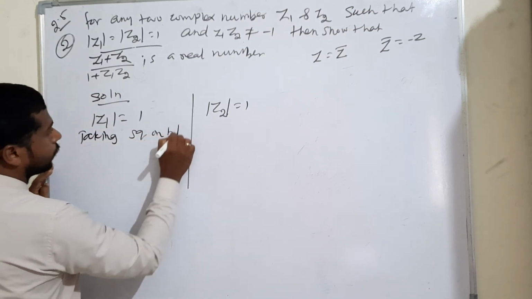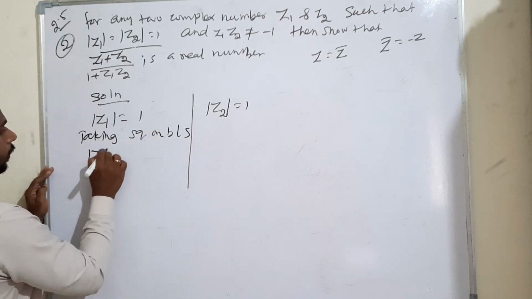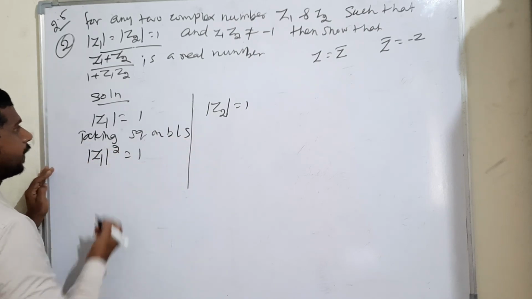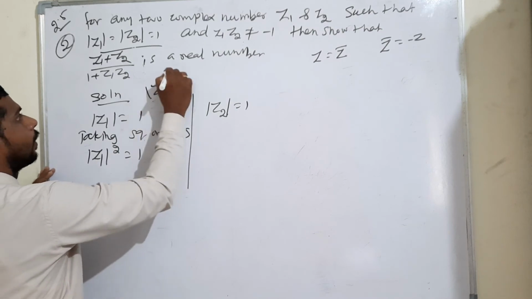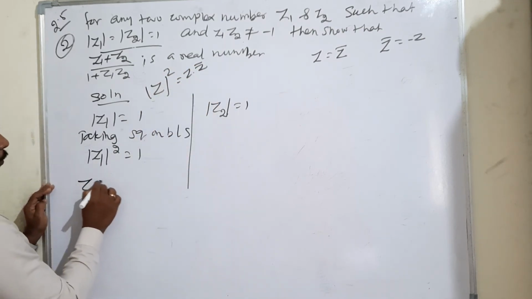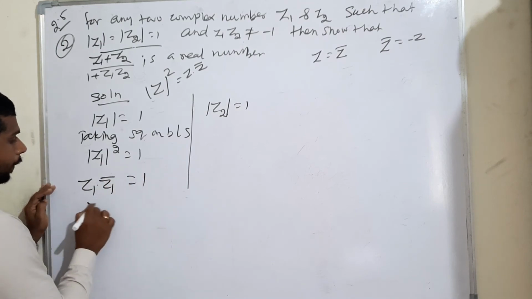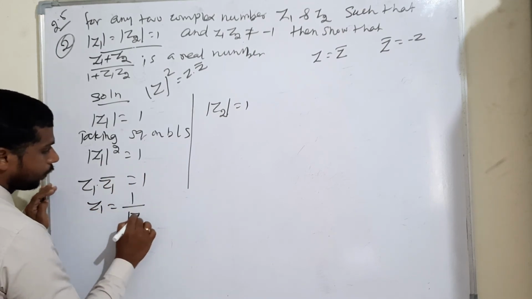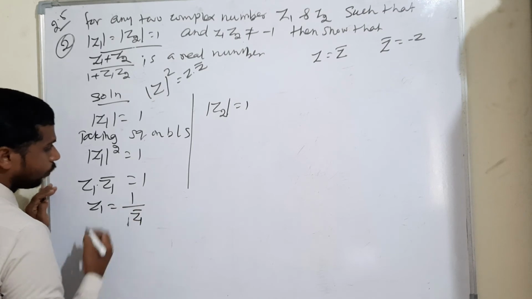Taking square on both sides, what will happen? Modulus of z1 square is equal to 1 square, which means the value will be 1. Already we know modulus of z square means z into z bar. So z1 into z1 bar is equal to 1, which means we can now write z1 is equal to 1 by z1 bar.